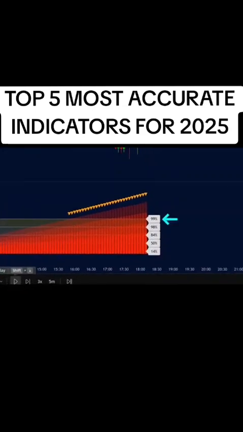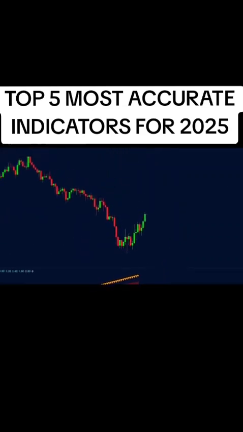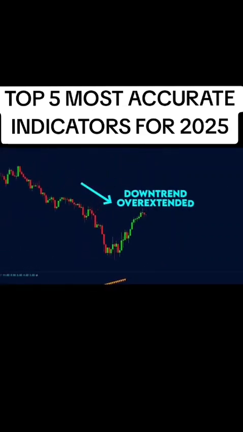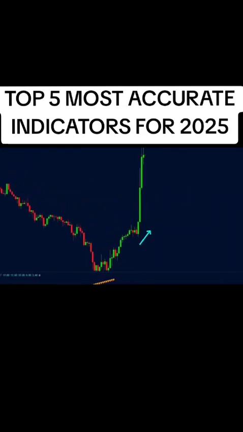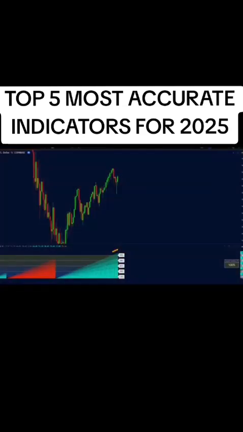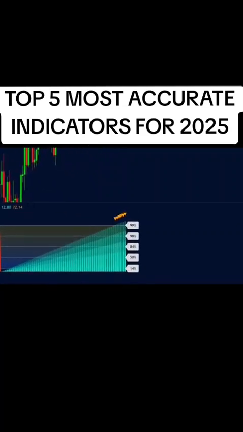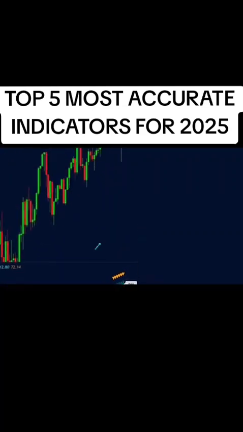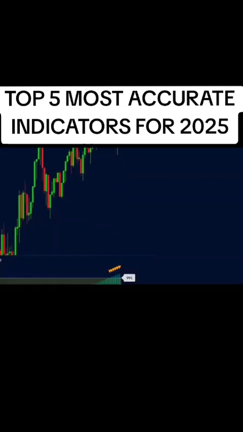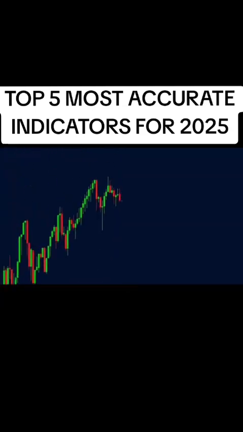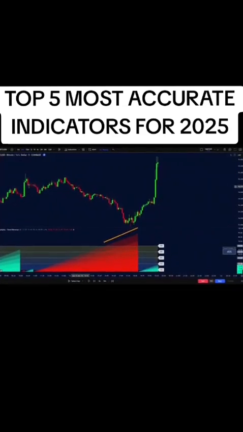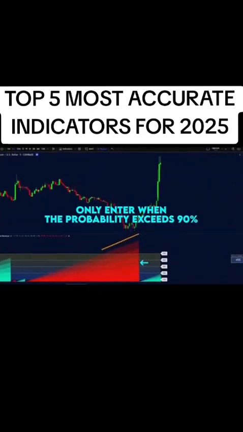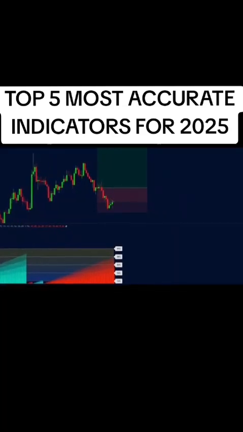Here's how to use it. When the red histogram reaches the 99% level, it means the downtrend is statistically overextended with a high probability of reversing upward. Similarly, when the green histogram hits that 99% zone, the uptrend is likely ending. Wait for the histogram to shift color. That's your signal that the reversal is starting. The rule is simple. For high probability trades, only enter when the probability exceeds 90%. Anything less, and you're fighting the odds.